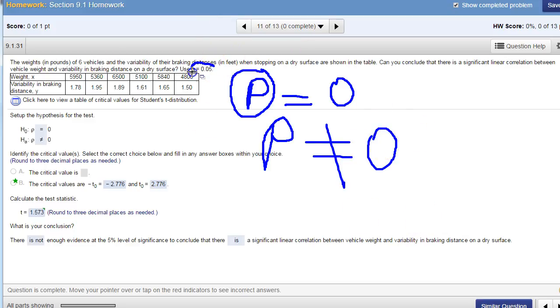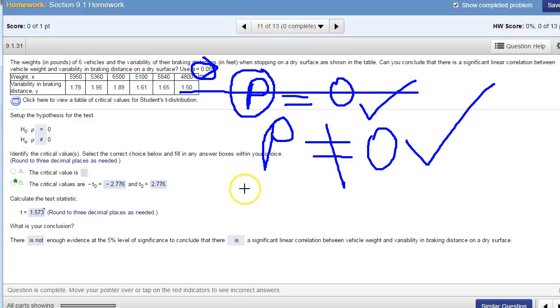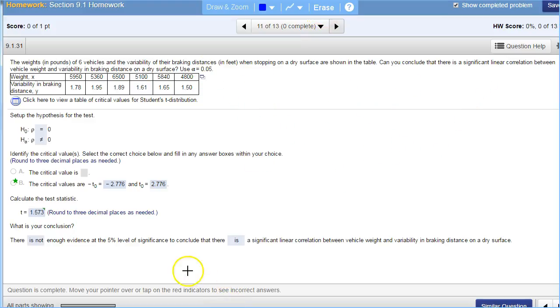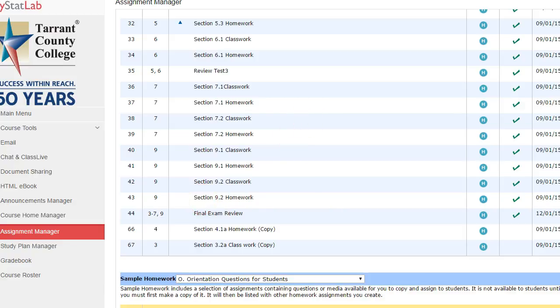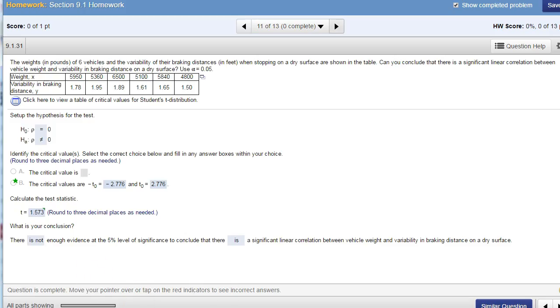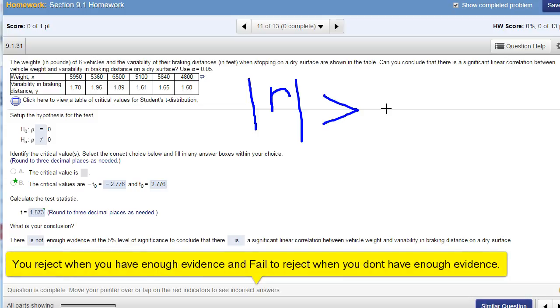Once I set this up, it's going to be the exact same thing. If the p-value is less than 0.05, we reject our null hypothesis. When you reject your null hypothesis, that means there is a correlation. If the p-value is greater than alpha, then you fail to reject your null hypothesis. That means there is no correlation. All right, so let me erase this. In other words, you're trying to say that if the R value is greater than the critical values, then there is a significant correlation. Otherwise, there is not enough evidence to conclude that there is a significant correlation.